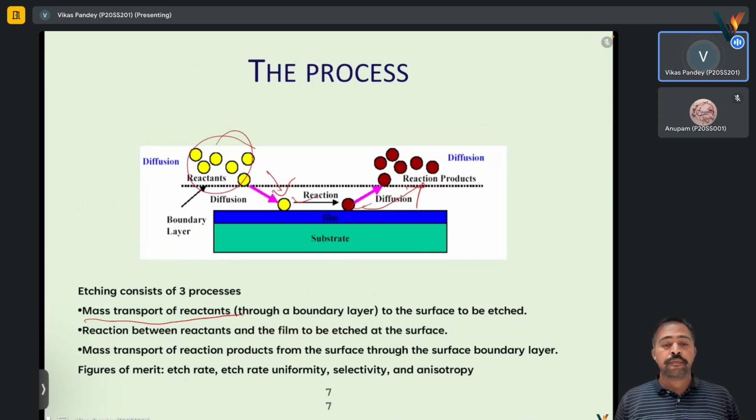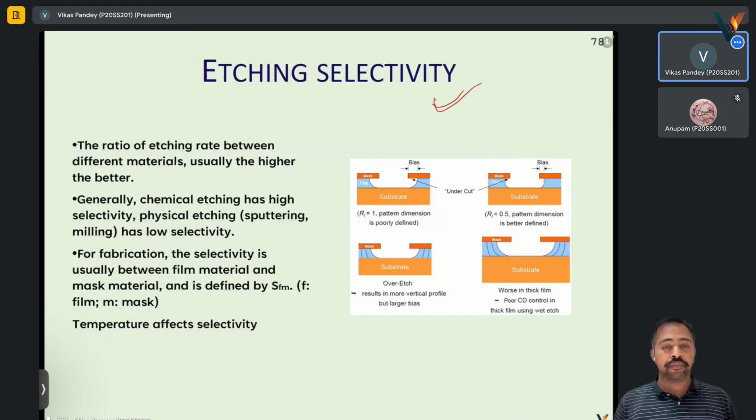Okay, so there are some figures of merit associated with this. One is etch rate, and then etch rate uniformity, selectivity, and anisotropy. So what is etch selectivity? That is the ratio of etching rate between different materials.